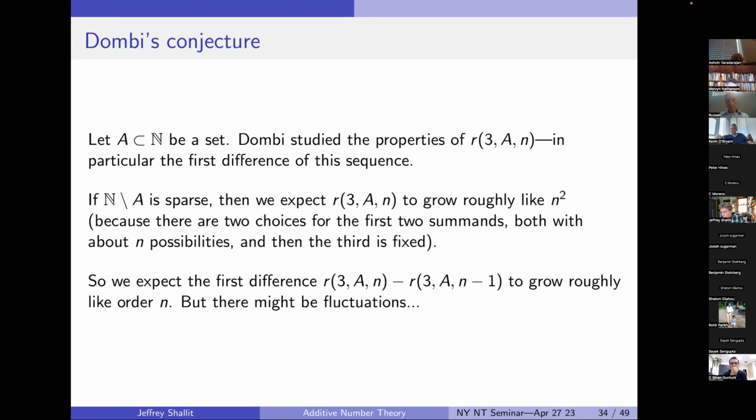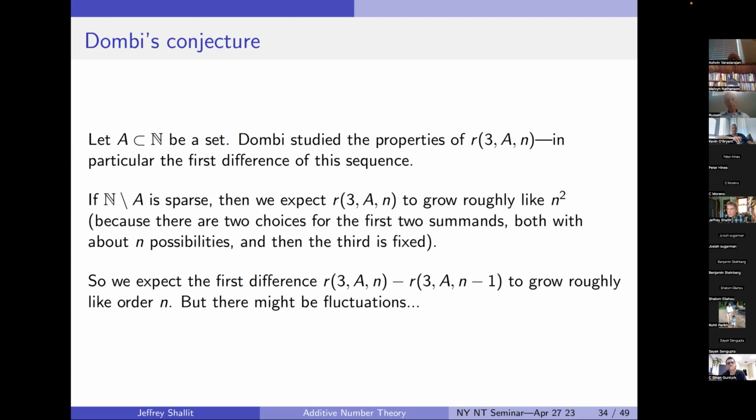Now, the very last part of the talk is devoted to disproving a conjecture using all these kinds of ideas at once. So in 2002, Dombey, in his paper, made the following conjecture. He was interested in R3 A N, where A is some set of natural numbers, so the number of representations as a sum of three elements of A.